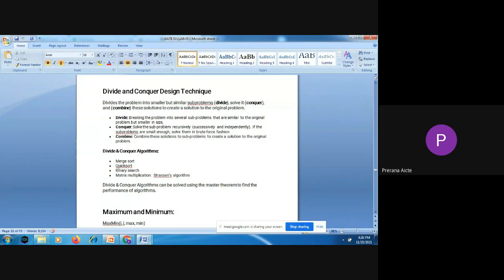Whereas in merge sort, you divide the list into 2 lists, and again you take the left sublist and divide it into sublists by finding the mid element. Like that you keep dividing.